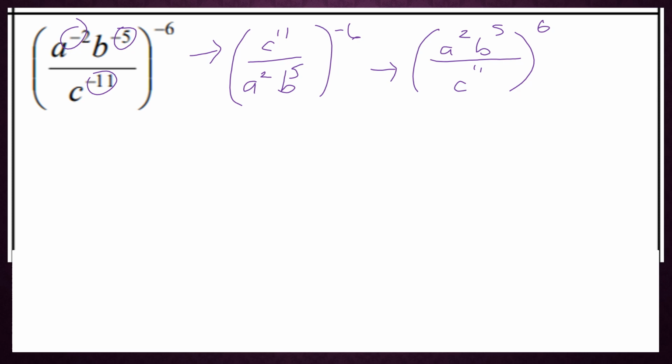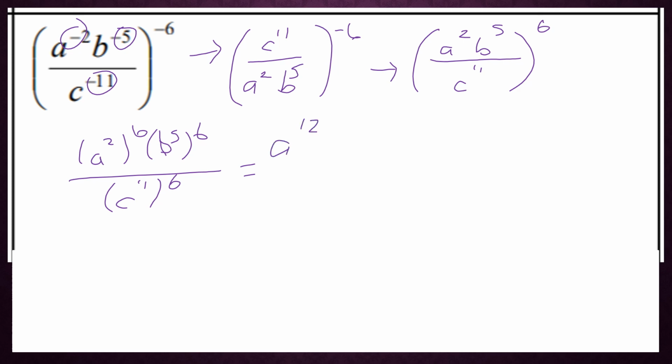And then we're going to raise each of those. So it'll be a squared to the 6th, b to the 5th to the 6th, over c to the 11th to the 6th power. So again, we're raising a power to a power, so that means that we multiply our exponents. So 2 times 6 is 12, so it'll be a to the 12th. B to the 5 times 6 is 30. And then c to the 66th.